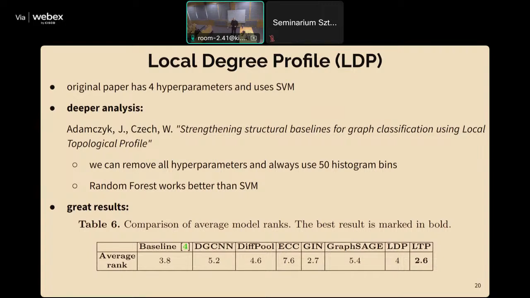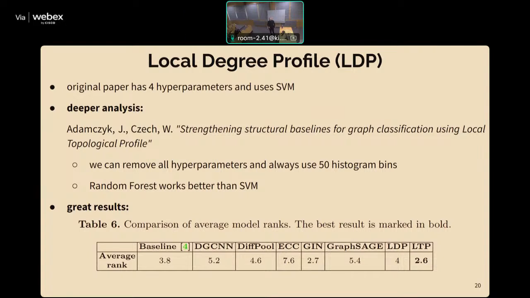Because in a paper by me and Dr. Wojciech, we showed that we can, in practice, remove all those hyperparameters. On average, they don't give you anything at all. You can straight up remove those hyperparameters, use 50 histogram bins, and not care. And this really works in practice. On average, in this setting, you just calculate a histogram of vertex degrees with 50 bins, etc. Concatenate this. This has 250 features in total. You just classify this with random forest, which is additionally very simple to use, very simple to tune. You get really good results on average.